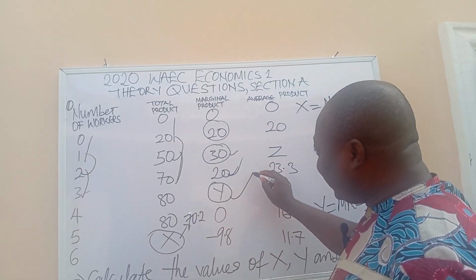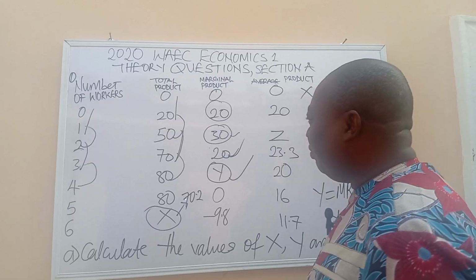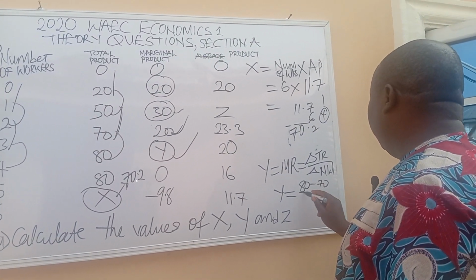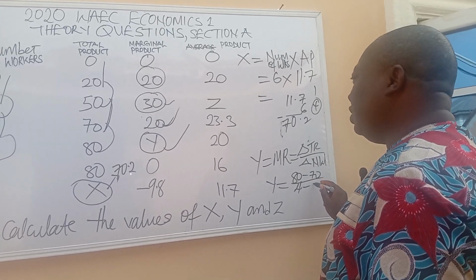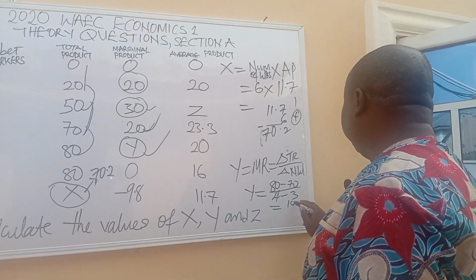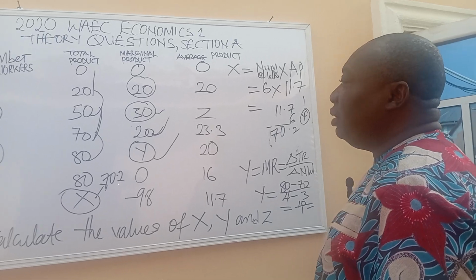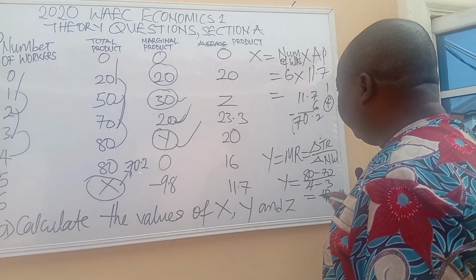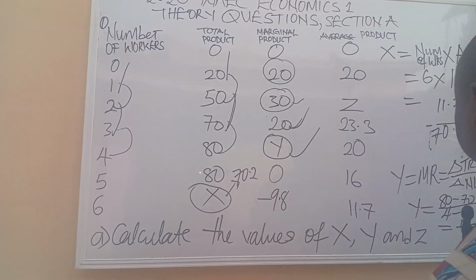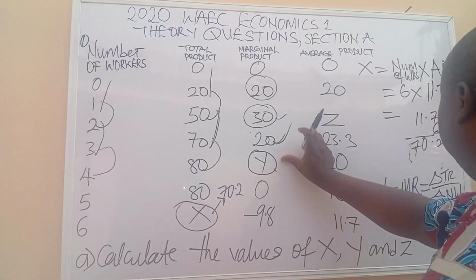So how do we get Y? You can see the way I started: it is 80 minus 70 divided by 4 minus 3. So 80 minus 70 is 10. 4 minus 3 is 1. 10 divided by 1 is 10. So that's for Y. Where is Y? We said it is marginal product. So this Y is 10.